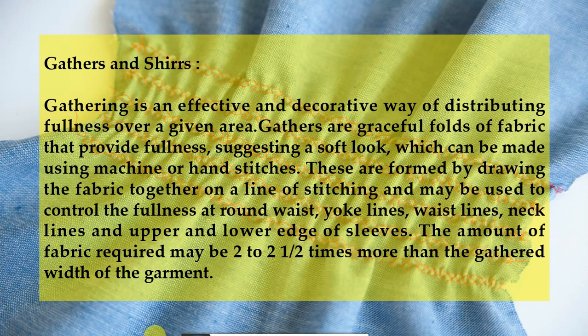Gathers and shirrs. Gathering is an effective and decorative way of distributing fullness over a given area. Gathers are graceful folds of fabric that provide fullness, suggesting a soft look, which can be made using machine or hand stitches. These are formed by drawing the fabric together on a line of stitching and may be used to control the fullness at round waist, yoke lines, waistlines, necklines and upper and lower edge of sleeves. The amount of fabric required may be 2 to 2.5 times more than the gathered width of the garment.